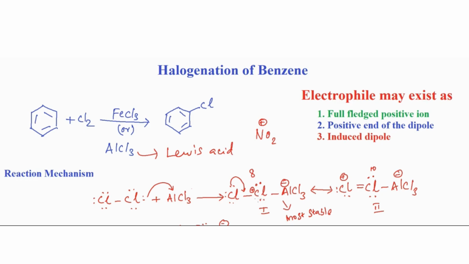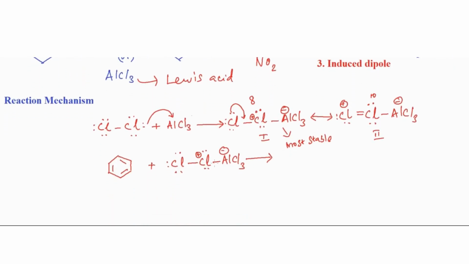Now this is the one that is going to be involved in the reaction. We have taken the first one. As I told you, the electrophile may be a full-fledged positive ion, or the positive end of a dipole or induced dipole. Here the electrophile is involved as an induced dipole. This chlorine atom, which I am showing in blue color, is going to be attacked by the benzene. So it comes, attacks, and finally the bond gets cleaved.